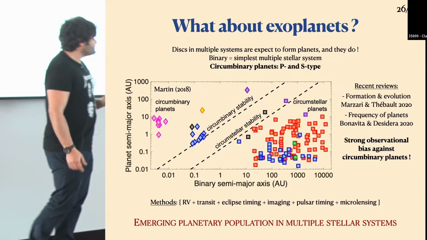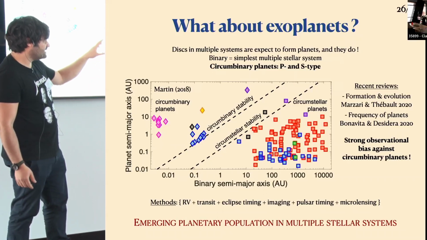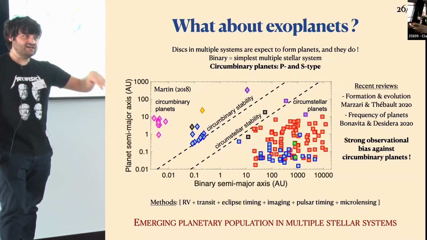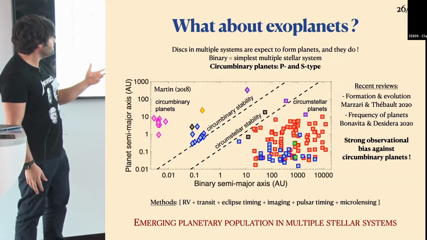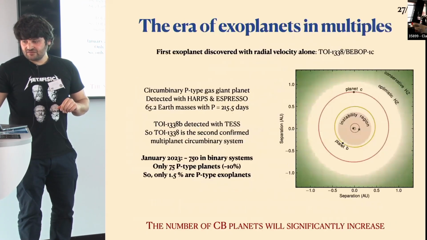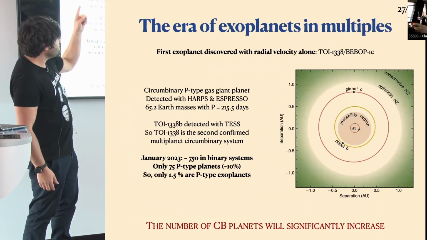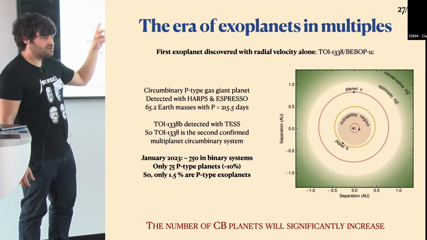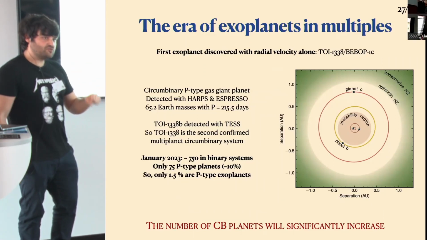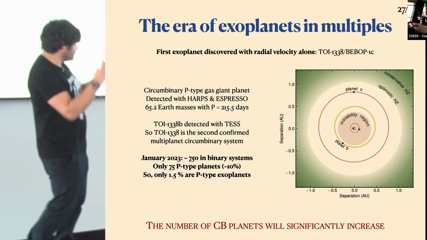But actually there is a very strong observational bias against circumbinary planets. Because these stars are problematic, so they're put aside, and we're not seeing what's happening here. And we only have a few examples. But last week or 2 weeks ago, there was this very nice discovery, which was the first exoplanet discovered with radial velocity alone. So this is very exciting, because it means that now from the ground, we're able to catch circumbinary planets. We don't need to go to space.